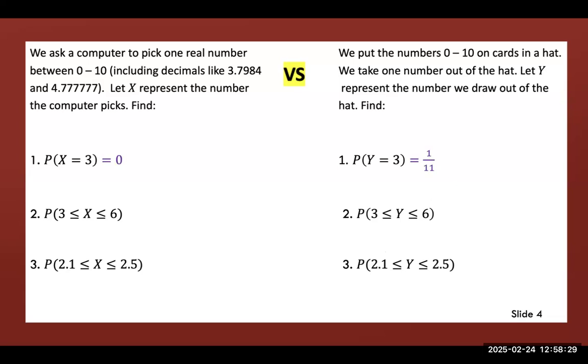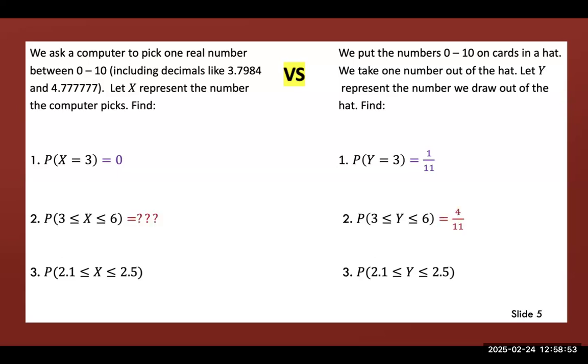Okay, let's take a look again at the right side. What's the probability that we choose a number between 3 and 6 when we draw a card out of a hat? So when we draw a card out of a hat, we could choose the number 3 or 4 or 5 or 6. So that means we just need to find the probability of each one and add them together. 3, 4, 5, 6, that's 4 numbers out of 11.